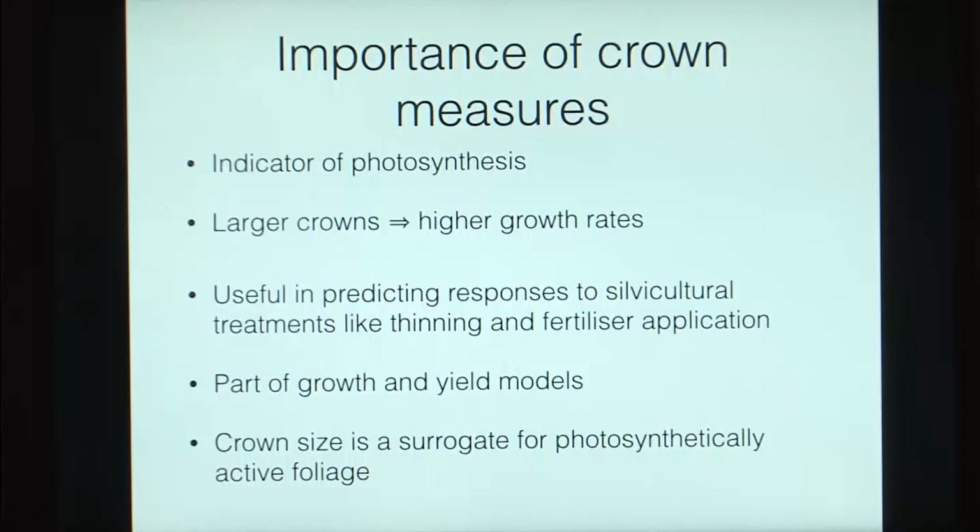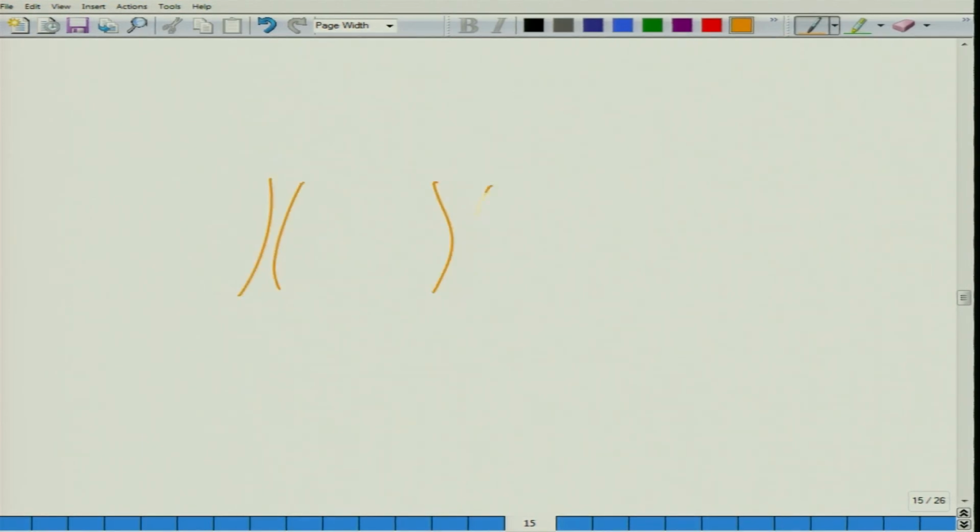So, now what is the importance of crown measures? One, they are indicators of photosynthesis, as we have seen. Larger crowns are able to perform more photosynthesis and thus get more biomass. So, these will correspond with higher growth rates. Now, crown measurements are useful in predicting responses to silvicultural treatments like thinning and fertilizer application. So, in the case of thinning, what we do is we take a stand.